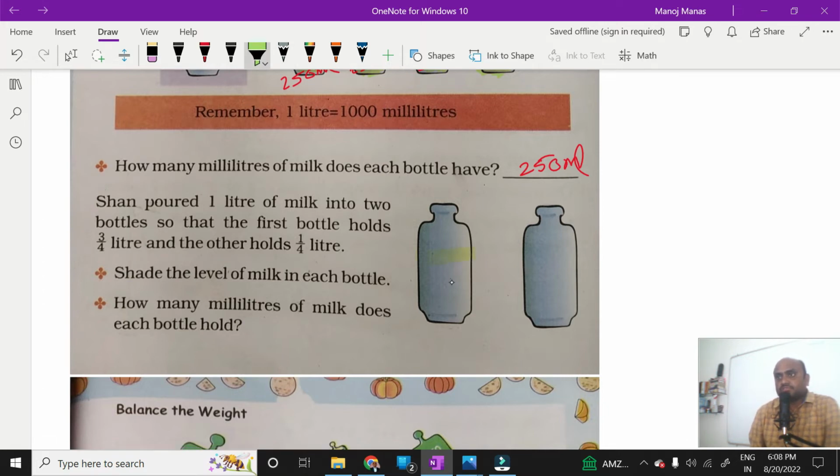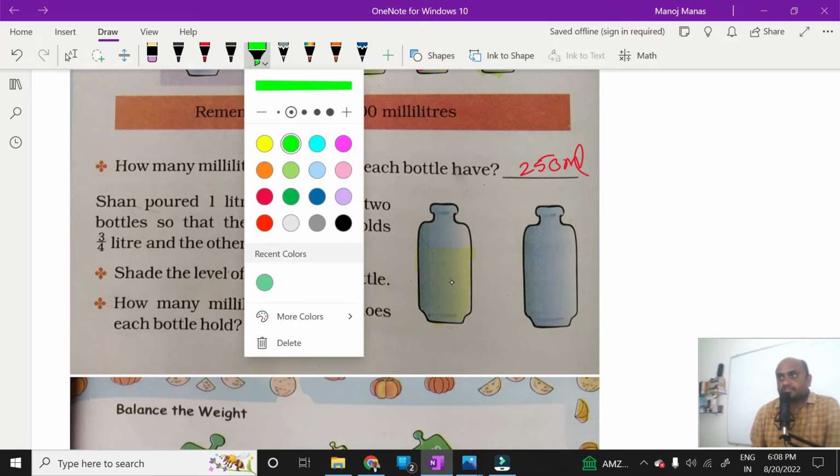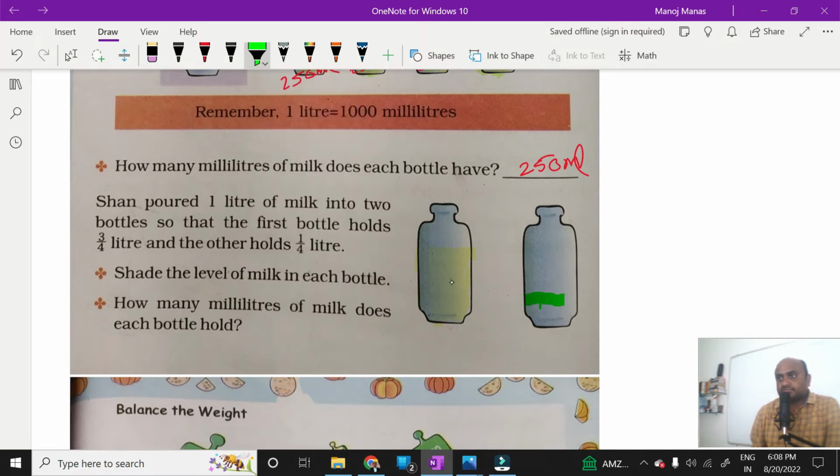First, he poured the milk into this can, which is holding 750 ml. And the other one has the same as the previous one, 250 ml. So now let us answer these questions. Shade the level of milk in each bottle. How many milliliters of milk does each bottle hold?